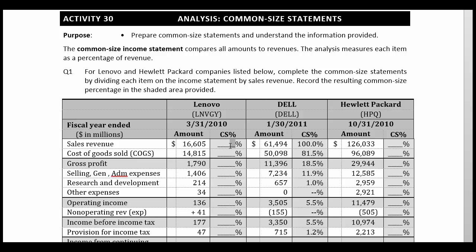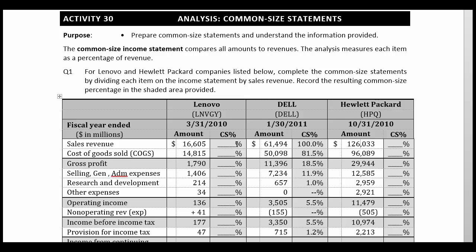Okay, so for Lenovo, for example, 16,605. We know the three companies, Lenovo, Dell, Hewlett-Packard, are pretty similar companies, except Lenovo is centered in South Korea, but Dell and Hewlett-Packard are both US companies. You notice here that Hewlett-Packard has 126 billion in sales, Dell has 61 billion in sales, and Lenovo has 16 billion in sales. So Hewlett-Packard is several times larger than Lenovo and twice the size of Dell. We divide each figure by total sales for that company.